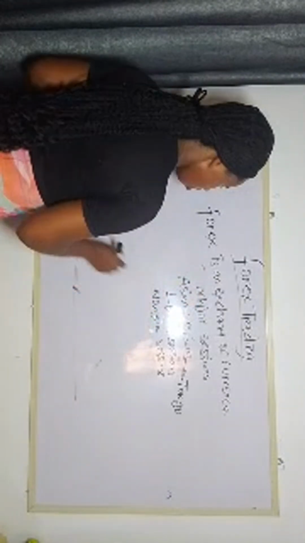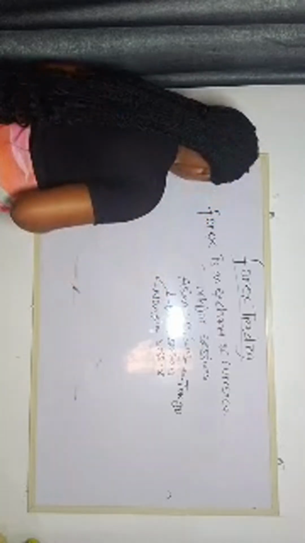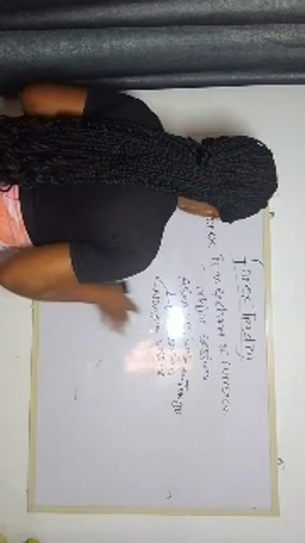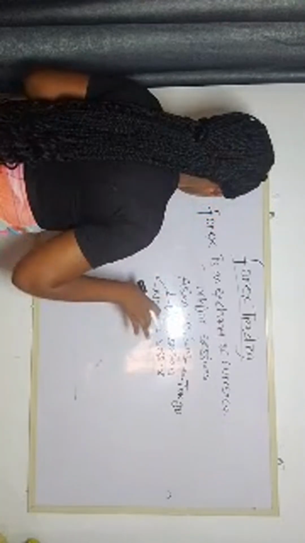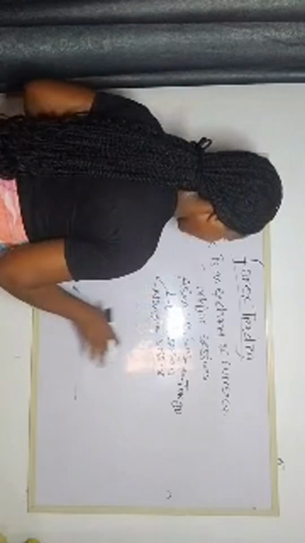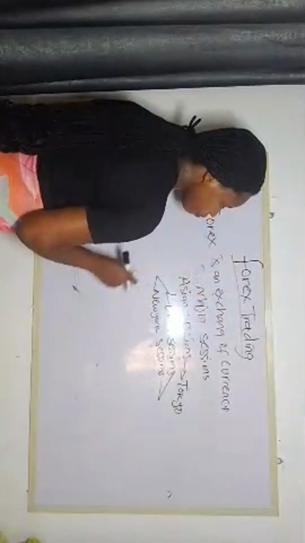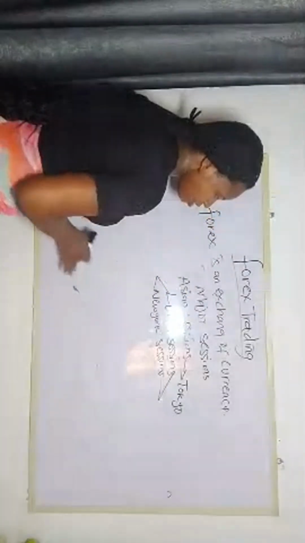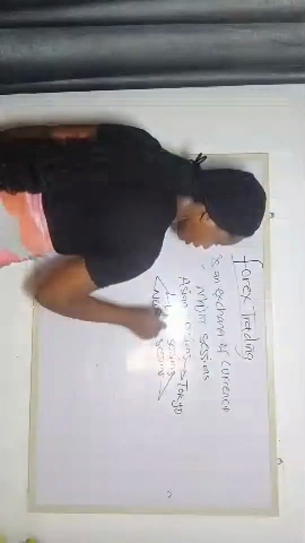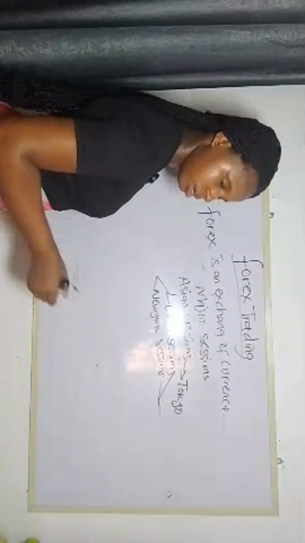When the London and New York sections overlap each other, this is when the most money enters the market. So if you want to place your trade or sell your trade, when these currencies overlap each other, you can place or sell your trade.